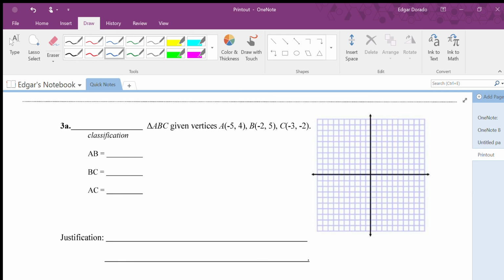But I'm going to go ahead and graph all my points here. So -5, 4. This is A. Okay. And then I have B, which is -2, 5. And then I have C, which is -3, -2. All right. Try my best here to draw a straight line.